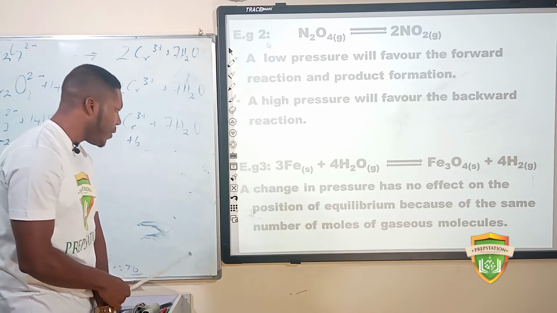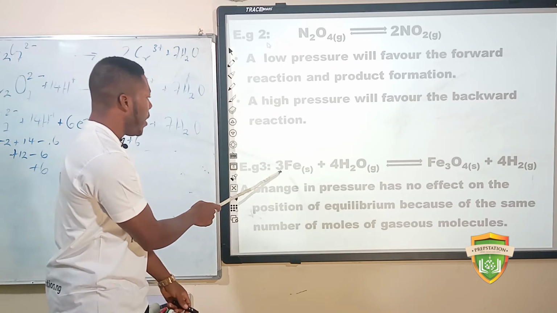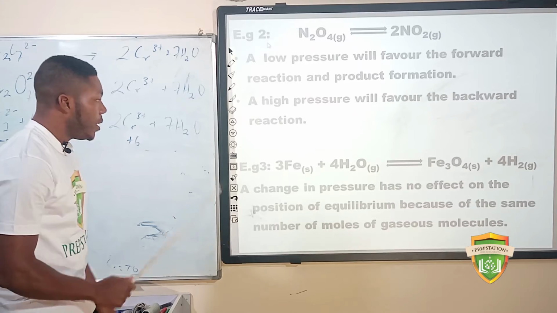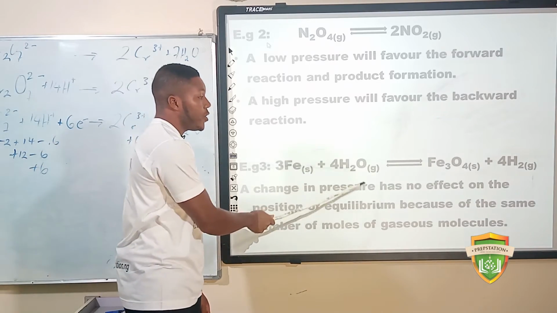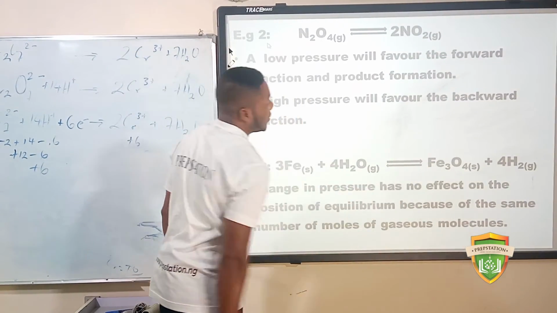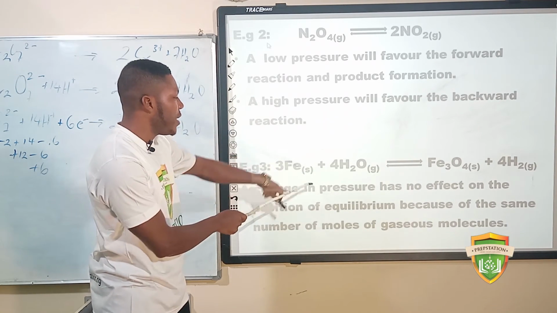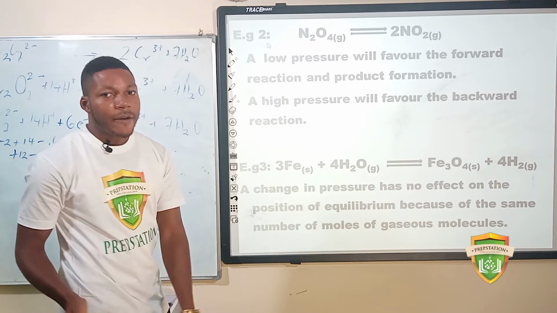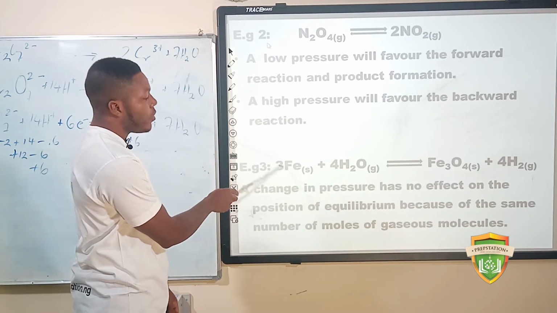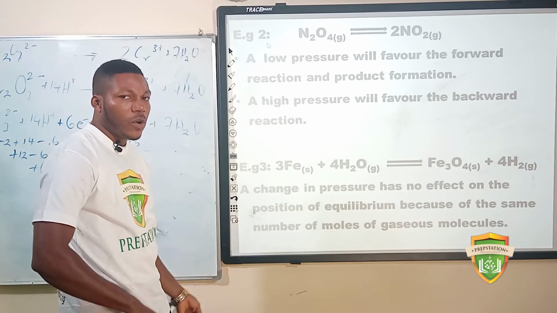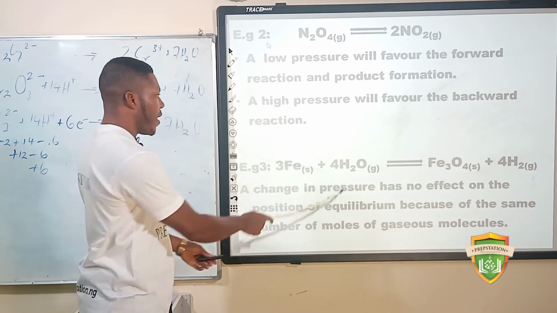Now let's pick the third example and see. We have iron plus water, and we have Fe3O4 and hydrogen. Look up. Here we have a mixture of solid and gas. So we are not going to consider the iron because it is not a gaseous substance. So while you are finding the moles, this is out because it's solid. There is no effect of pressure on solid or liquid, only for gaseous substances.